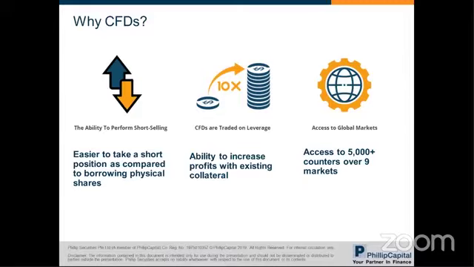Also, CFDs allow you to use leverage. With a small amount of money, for example $1,000, if your leverage is about 10 times, you can gain exposure to $10,000 worth of contract value. This allows you to magnify your gains, but likewise magnify your losses. So it's a double-edged sword which you can employ in case you have a strategy that you think is going to be more profitable. Thirdly, in terms of accessibility, CFDs allow you to trade 5,000 counters over 9 different markets that we provide at Phillip.